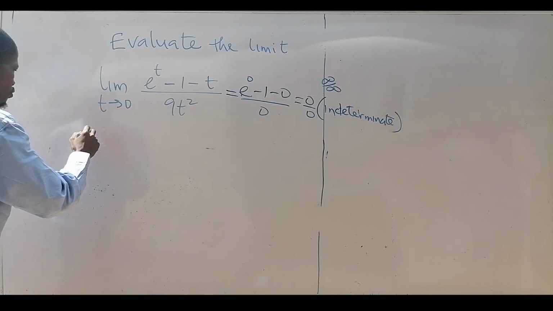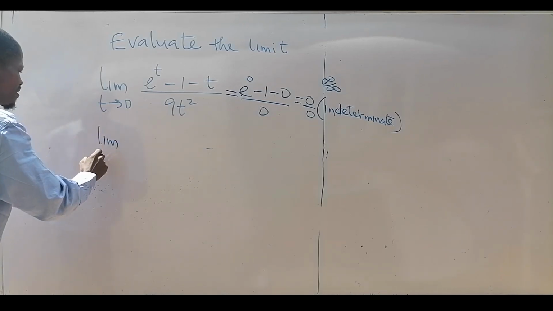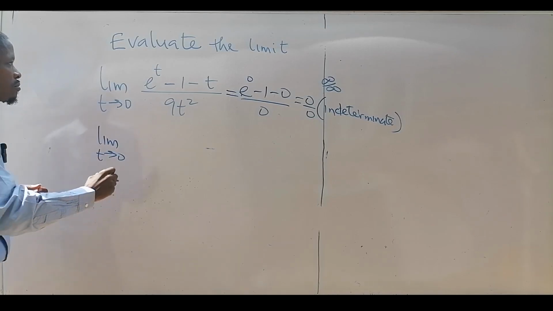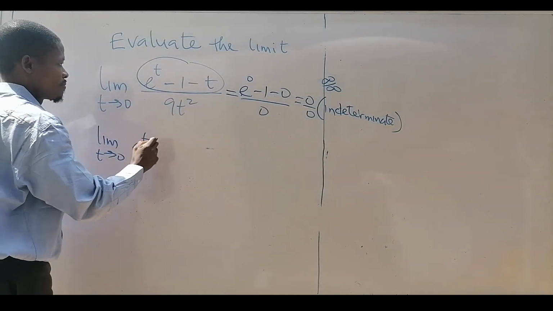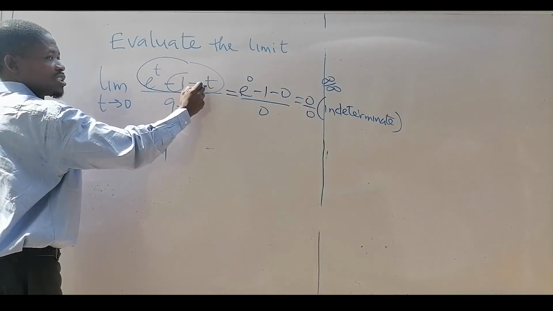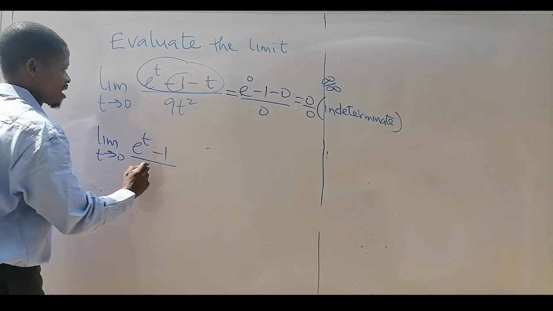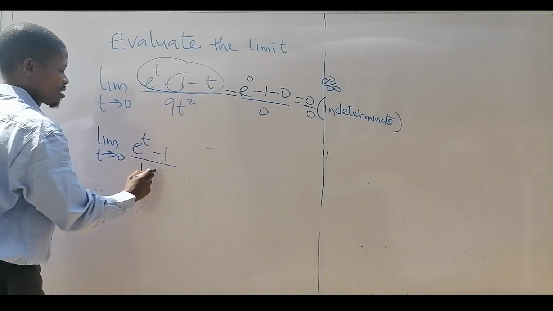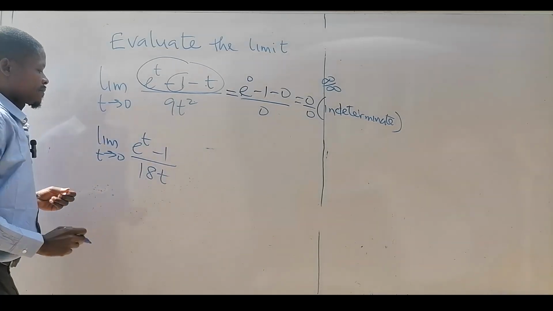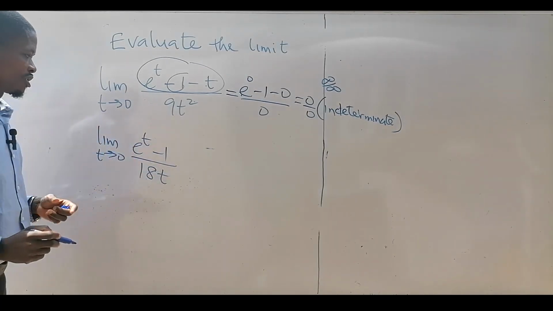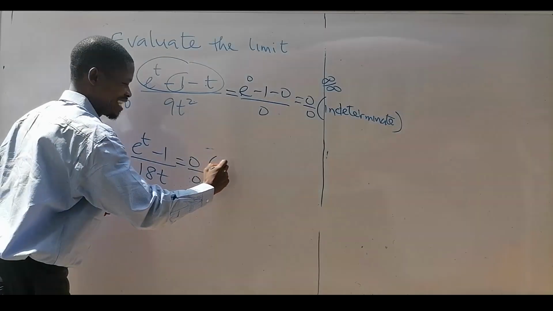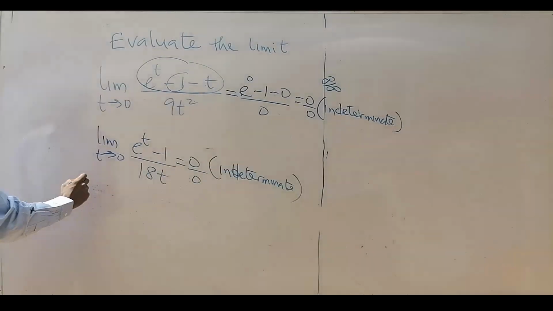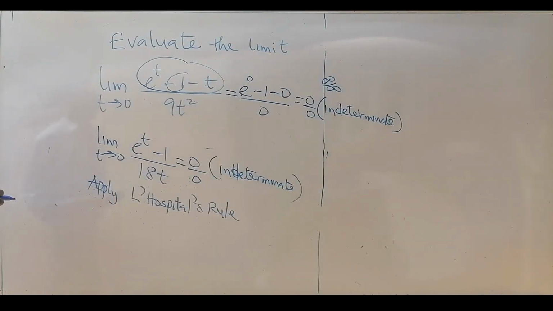Okay, and that will be equal to, as t tends to 0, you differentiate this, and that will give you this. The derivative of this one is 0, and this one is 1. All over, differentiate this one with respect to t, all over 18t. Do your direct substitution again. You have what? 0 over 0. That's indeterminate. Then apply L'Hopital's rule.